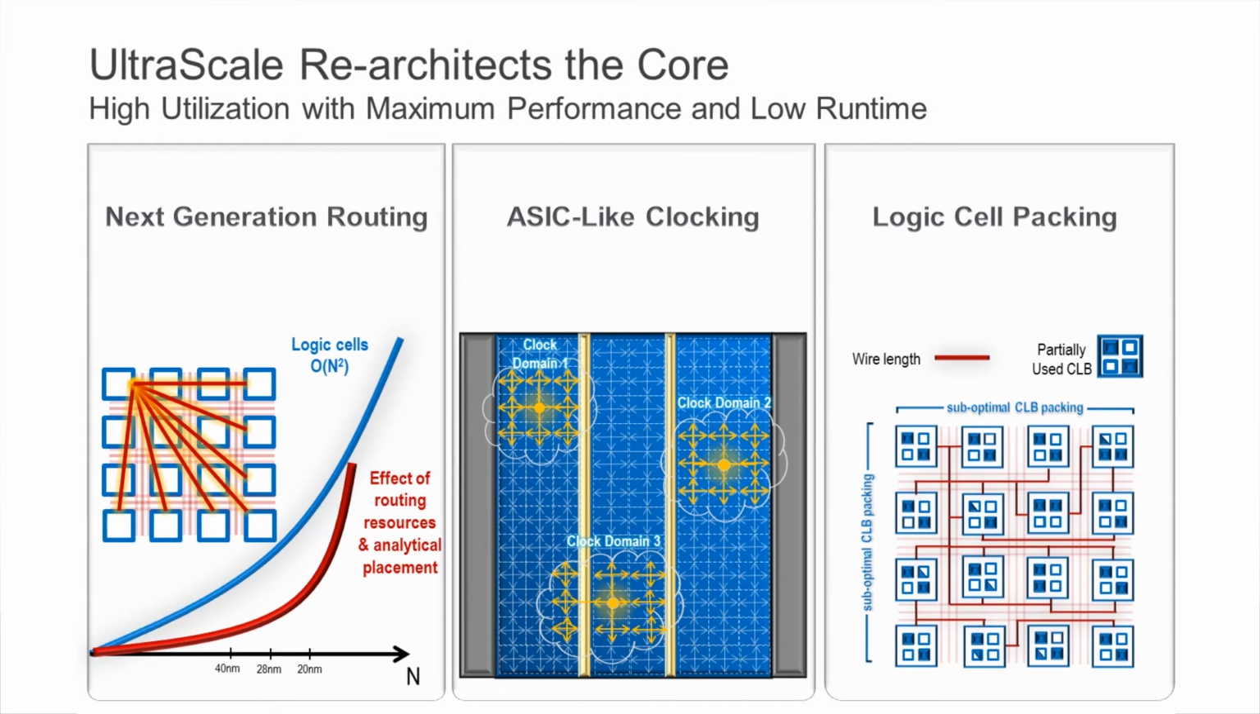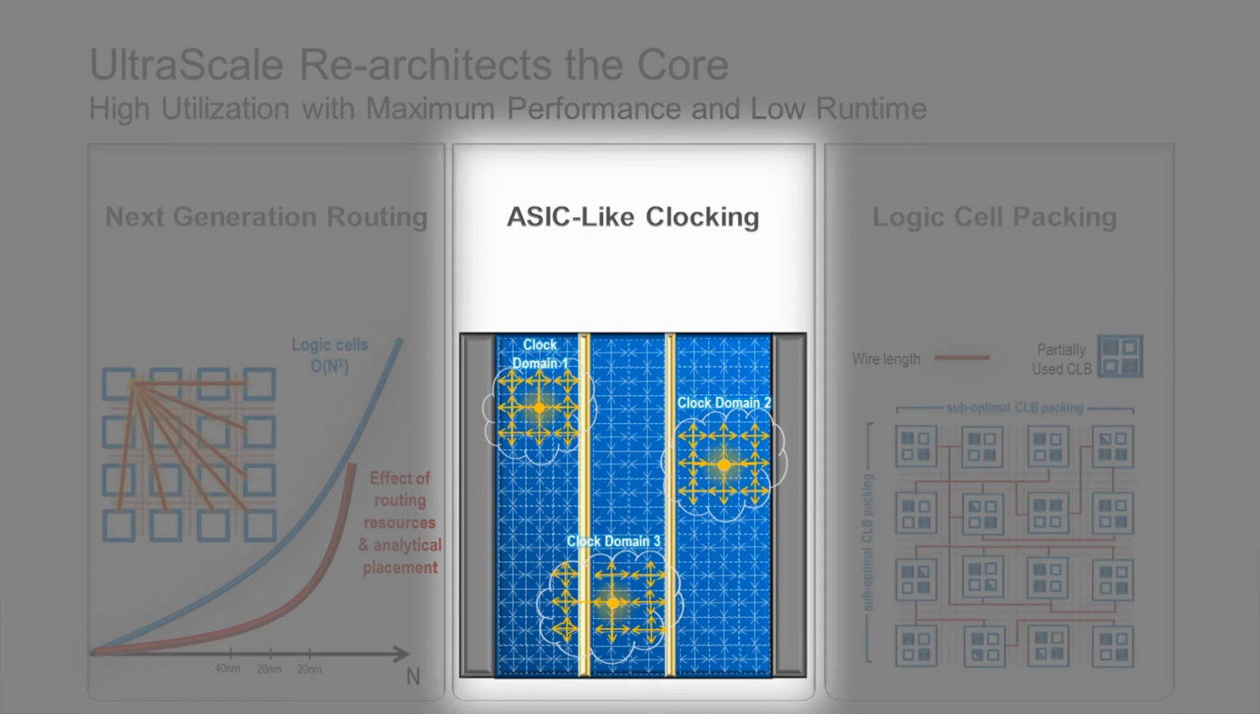Next, let's talk about what we call ASIC-like clocking. As we scale up to support more demanding, higher bandwidth applications, we need a robust clocking infrastructure that scales with device density. Past architectures were typically built on a central clock spine that would fan out to drive any of the logic within the device. The further the logic was from the spine, the more the clock skew became a challenge.